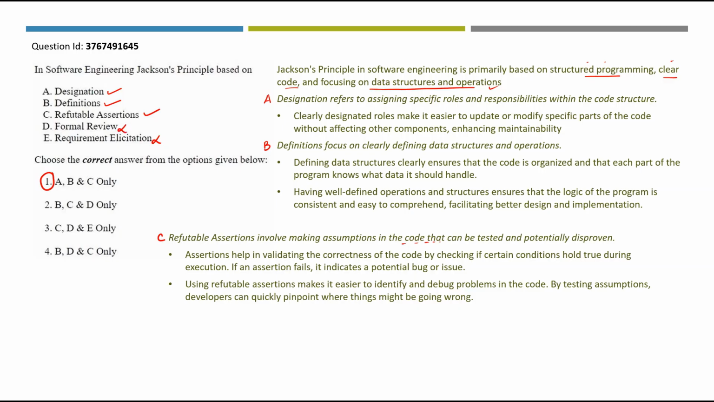So take the clue as structured programming, clear code and focus on data structures and operations. Just keeping these 3 terms as hints, we are going with A, B and C. If you take Jackson's book, you will have a detailed definition of all these 3 options: designation, definitions and refutable assertions.